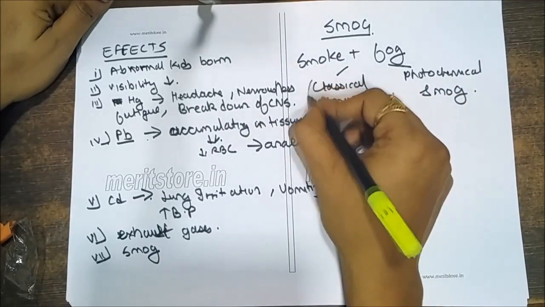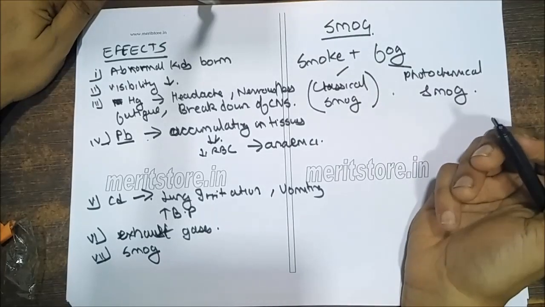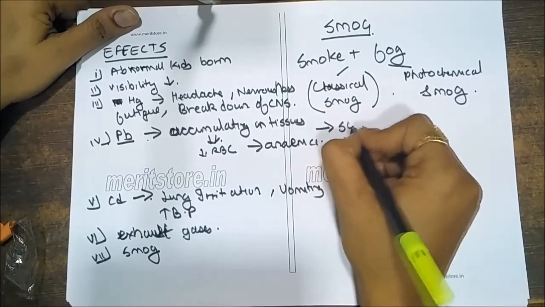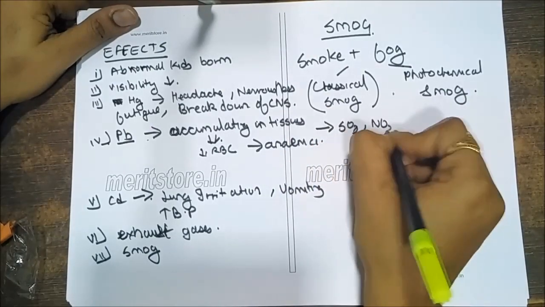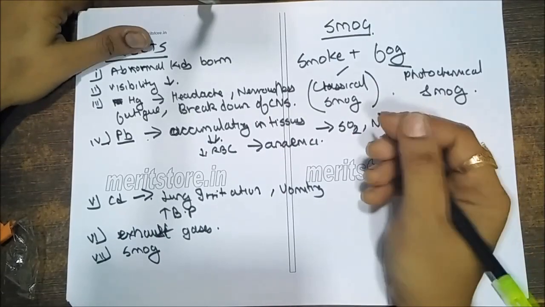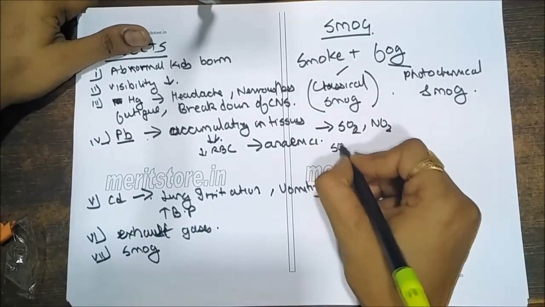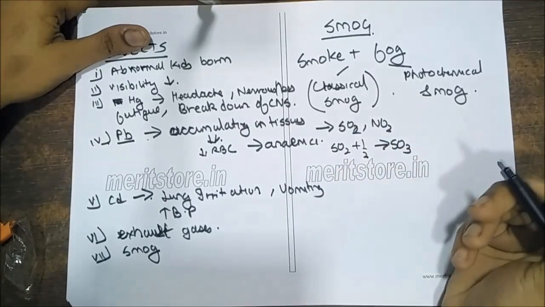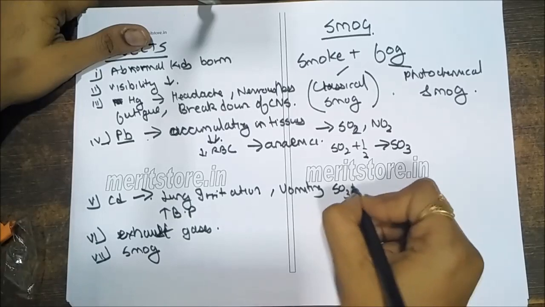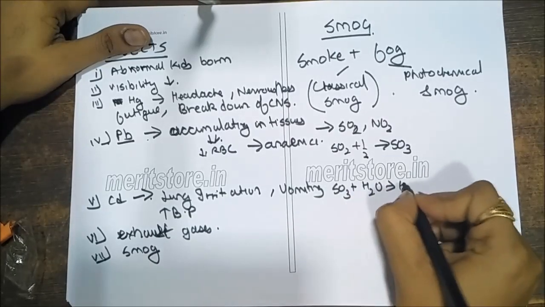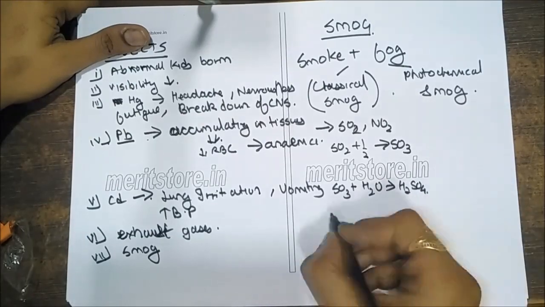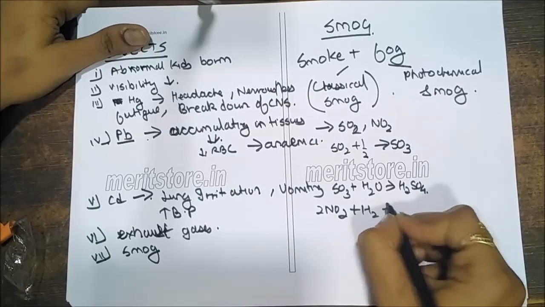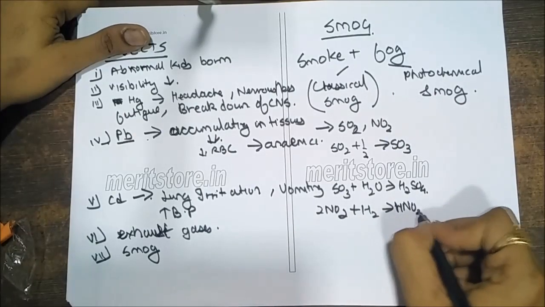So let's study what is this classical smog. This is produced from sulfur dioxide and nitrogen dioxide. Okay. So we are describing the same reaction. Sulfur dioxide undergoes oxidation to form sulfur trioxide. This sulfur trioxide will react with vapors to form sulfuric acid. In the same way, nitrogen dioxide will react with water to form nitric oxide and nitrous acid.